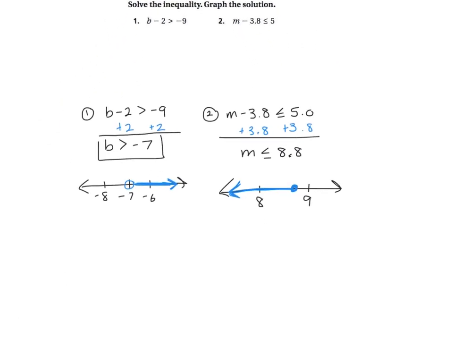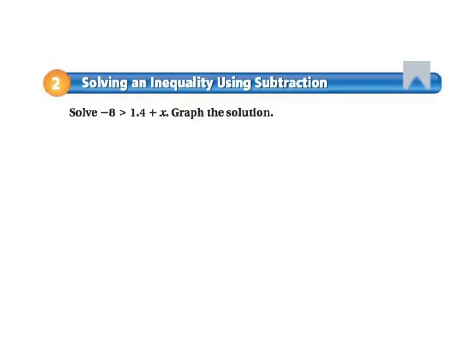Okay, so here you can see that we add 2 to both sides, so we're left with b is greater than negative 7. Since it's just greater than and not greater than or equal to, we use an open circle because negative 7 is not actually part of our solution. However, since we want all of the values greater, we move to the right. For number 2, we should add 3.8 to both sides, leaving us with m is less than or equal to 8.8. So close dot and moving to the left for less than.